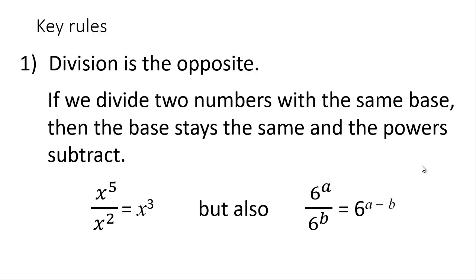Division is the opposite. Instead of adding the powers, we subtract. So the 5 minus 2 is 3, but in this case, the bases are the same, so we subtract the powers.